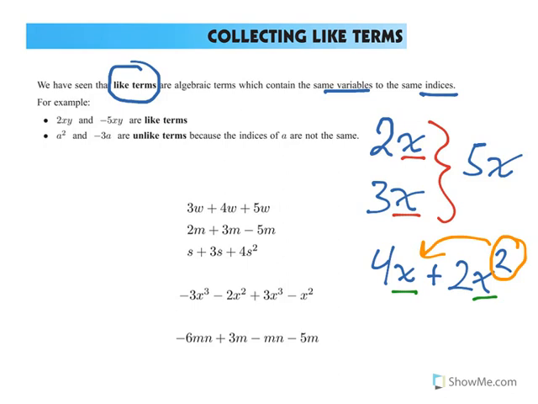I think the best thing to remember is the algebra tiles that we played around with. We know that this is the x, this is the x squared. They look different, so we can't add them together, all right? Because we don't know what the value of that variable is. Okay, so let's go to these problems here.